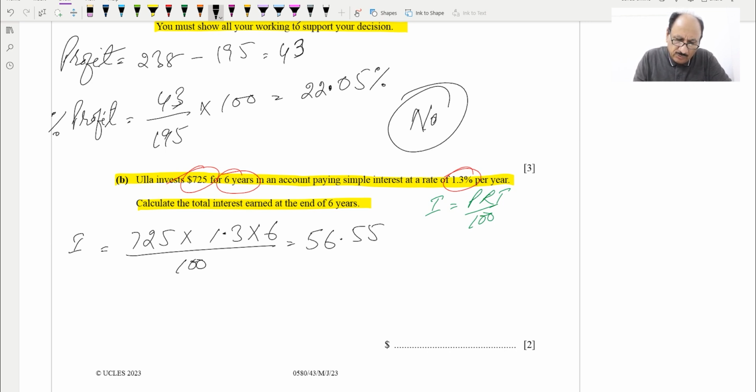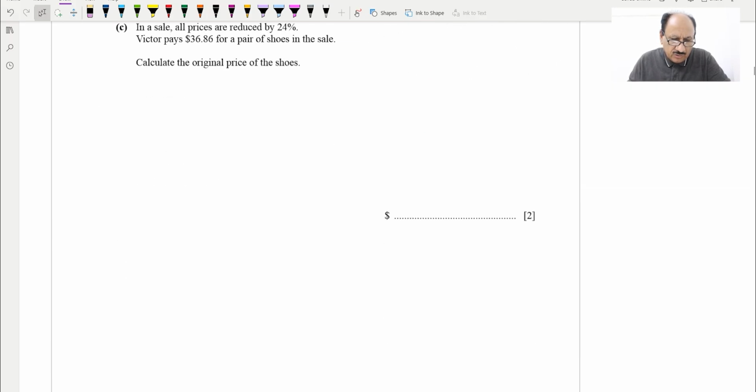They are saying calculate the total interest earned. So it will be $56.55, and this will be the answer for 2 marks. Hopefully you understand this. Now C part.